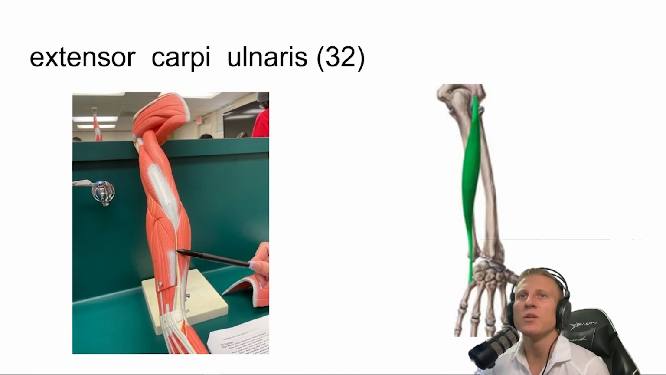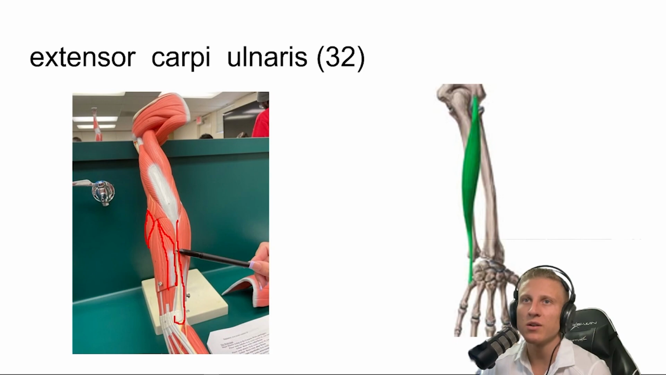Extensor carpi ulnaris. Okay, so we're dealing with the extensor side of things. That brachioradialis that I was mentioning earlier, that's this one over here. So right now we're talking about this muscle right here. That is going to be the extensor carpi ulnaris because our ulna would be right along here. That would be where our ulna is.